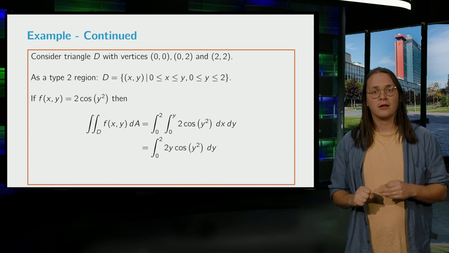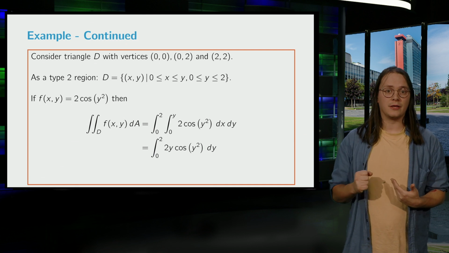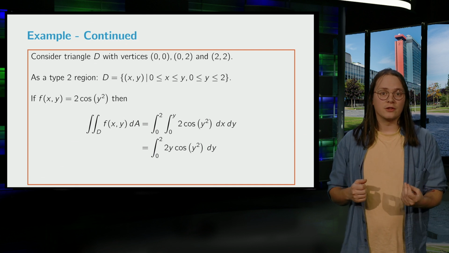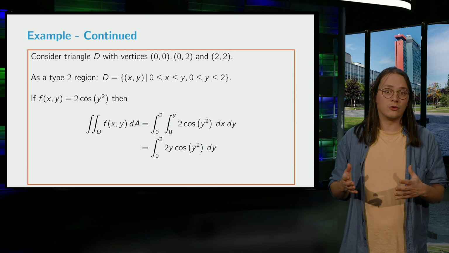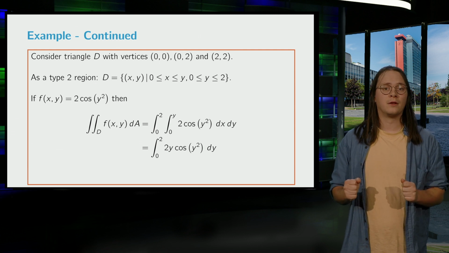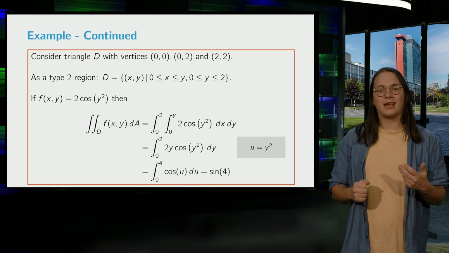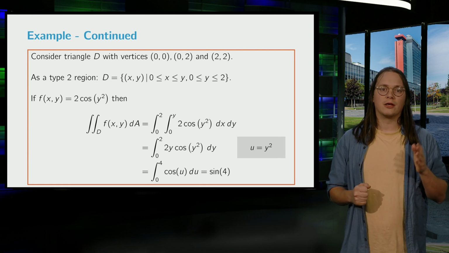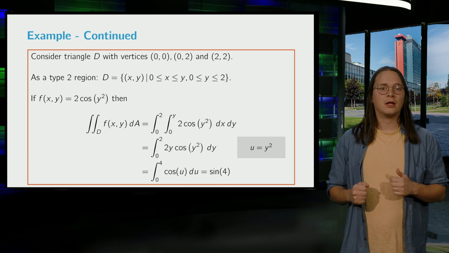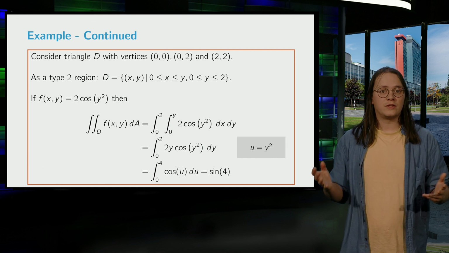In that case, the double integral becomes the one you see on the screen. The function is constant as a function of x, so the inner integral can be computed easily. The resulting integral might seem intimidating at first, but it can actually be solved quickly by substituting u equals y squared. This leads to the final outcome, which is the sine of 4.